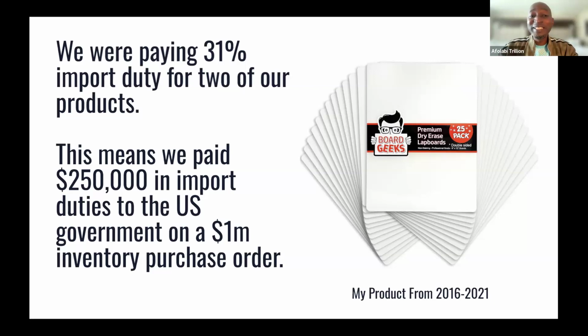Anyway, this means I was paying $250,000 in import duties to the US government. Actually, it was $310,000 I was paying to the US government, not to my supplier. Every time I brought in my inventory from China, I was paying a total of $310,000 to the US government as part of my import duty. So I was like, something is wrong somehow.